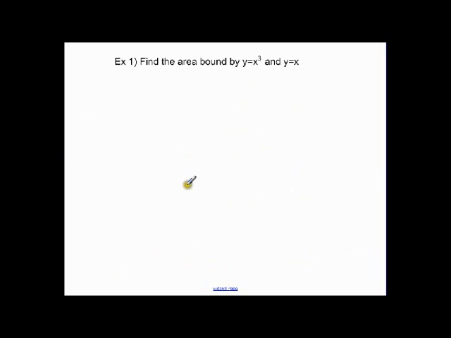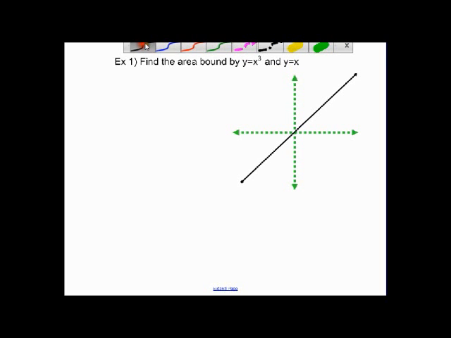So let's find the area bounded by x cubed and x. First let's draw it. You should also know what x cubed looks like. It's a cubic that comes up here, then turns, and then goes like that. The area bound by these curves is obviously this part right in here, because everything else is not really bound. This is the only area that's bound.